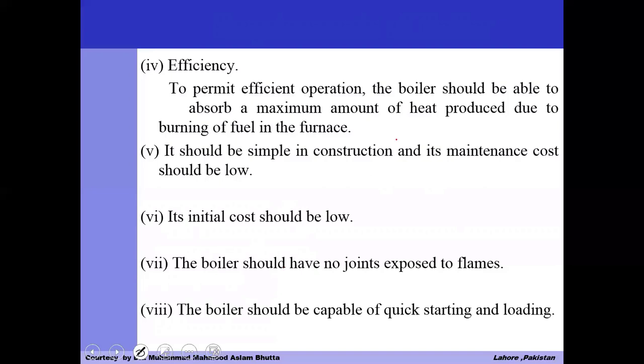Let's say we have provided the furnace, the water, it means the maximum water is converted into steam. If we provide a larger amount of the burning source or the source of combustion, and the water is not converted into steam by the exact amount that we require, then its efficiency is low. It should be simple in construction and its maintenance cost should be low. This is the basic requirement for any component.